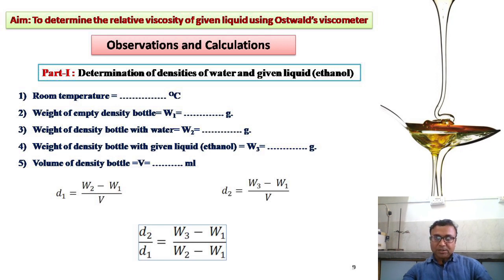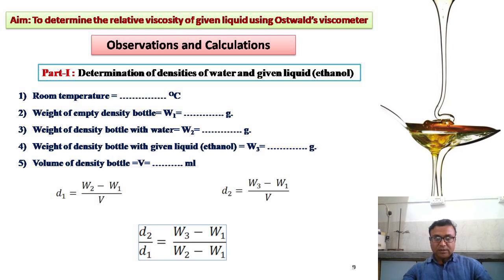Note down the room temperature by using a thermometer. Weight of the empty density bottle, that is W1 in gram. Weight of the density bottle with water, that is W2. Then weight of the density bottle with the given liquid, that is ethanol, W3, and volume of the density bottle in ml. So D1, that is the density of water, can be calculated as W2 minus W1, that is the weight of water, divided by the volume. And D2 is W3 minus W1, that is the weight of ethanol, divided by V.